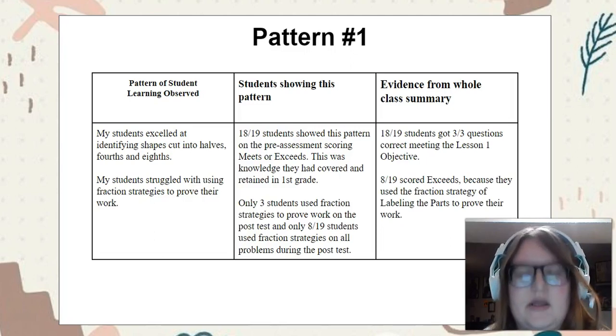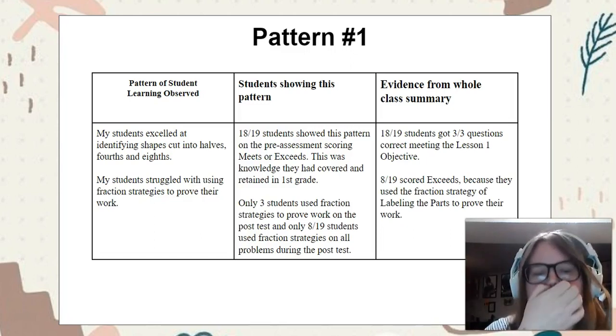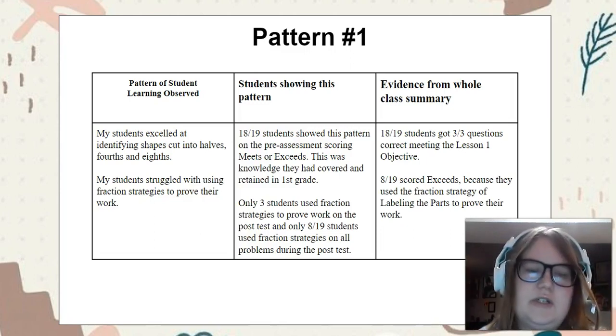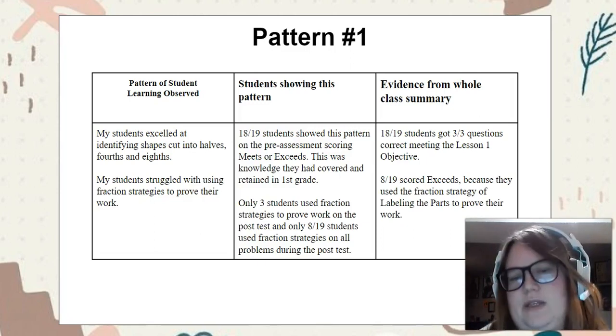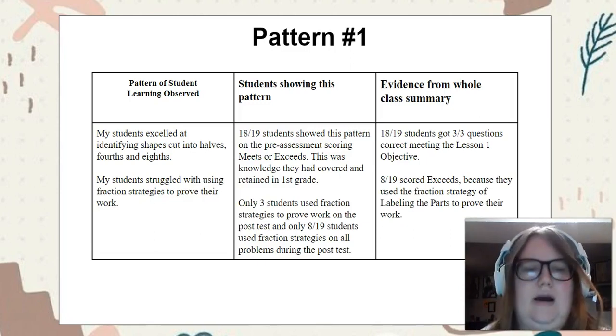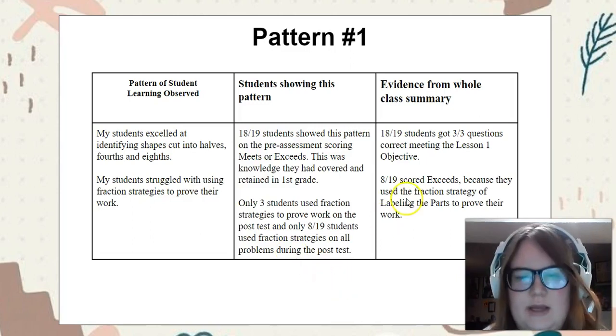to prove their parts, which was the criteria I gave for getting that exceeds level. My students did struggle with using fraction strategies to prove their work. A lot of students just either didn't care to, or they felt comfortable enough with this concept, which was a reteach from first grade, that they just thought they didn't need to use it.